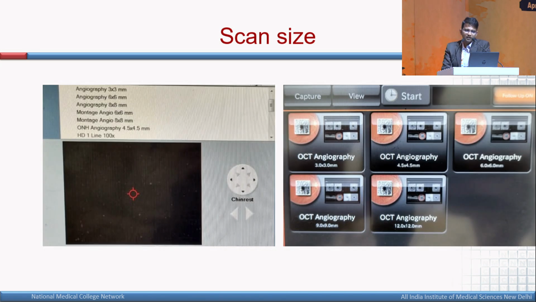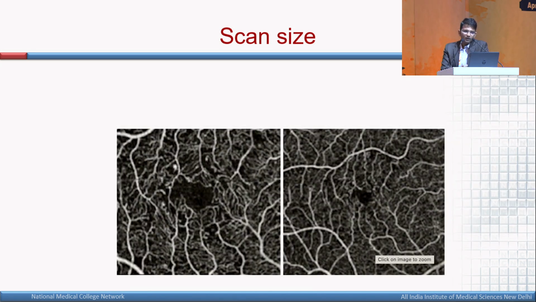Now scan size, as I told: on the left you have a 3 mm scan size, and on the right a 6 mm scan size. Scan size affects the resolution of the images that you get on OCT angiography. In the 3 mm scan, in the same time you can achieve a higher resolution, as more A-scans could be done in the 3 by 3 mm scan, while in the 6 by 6 mm scan the A-scan density is less, so the resolution will be a little less.